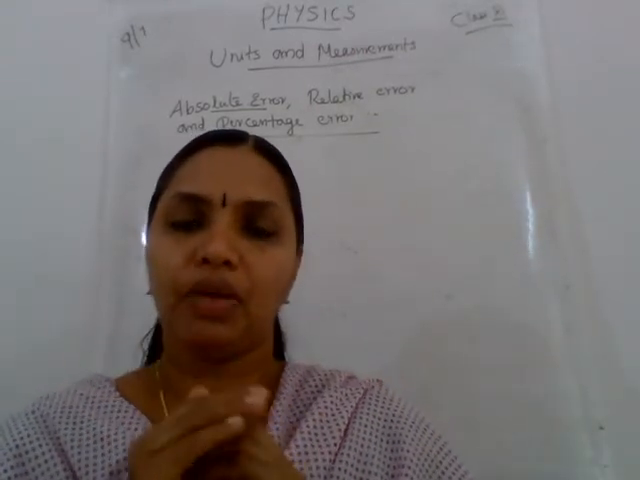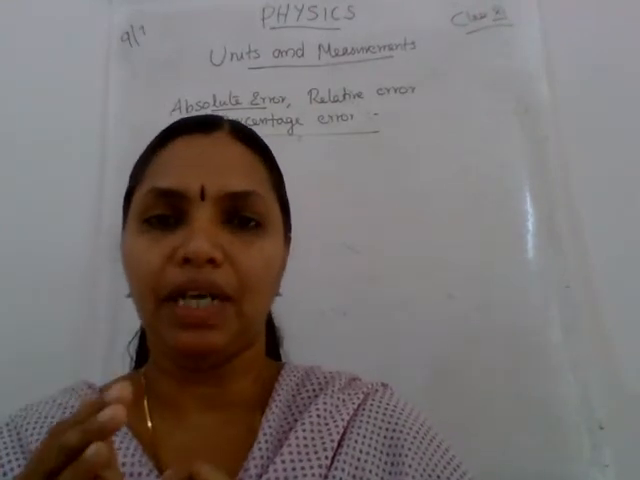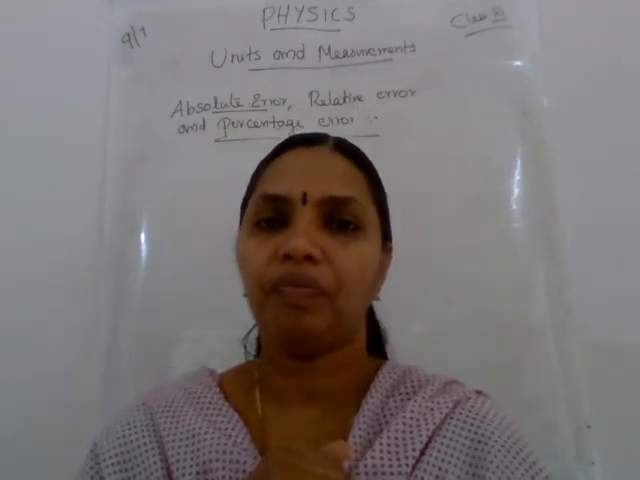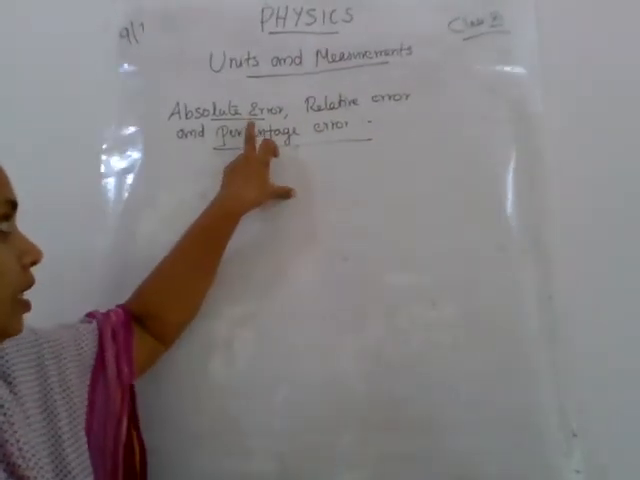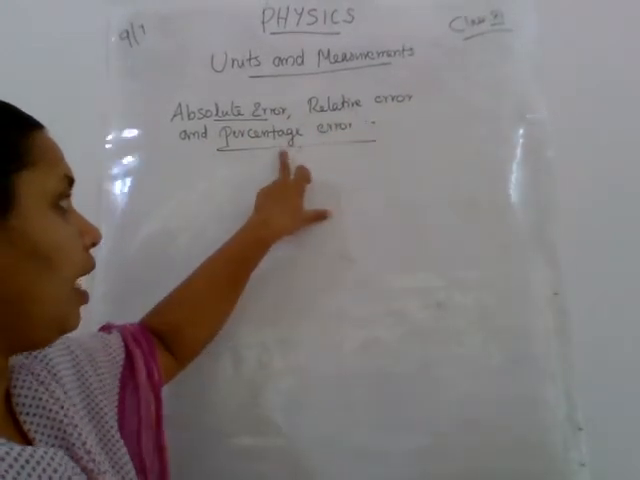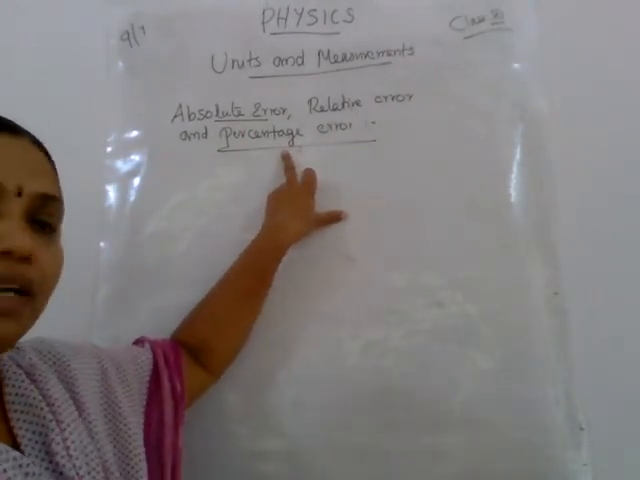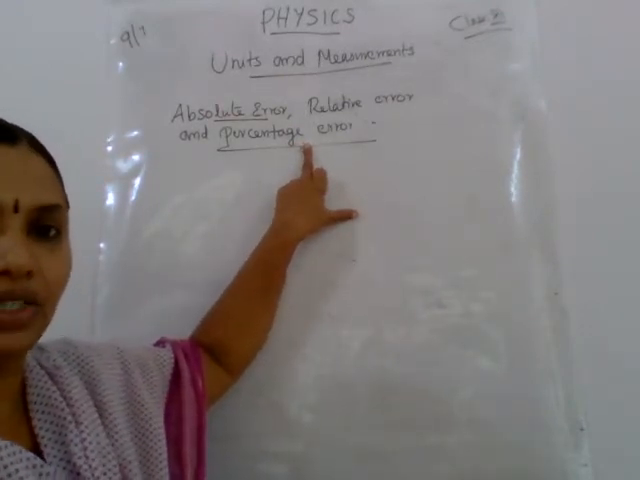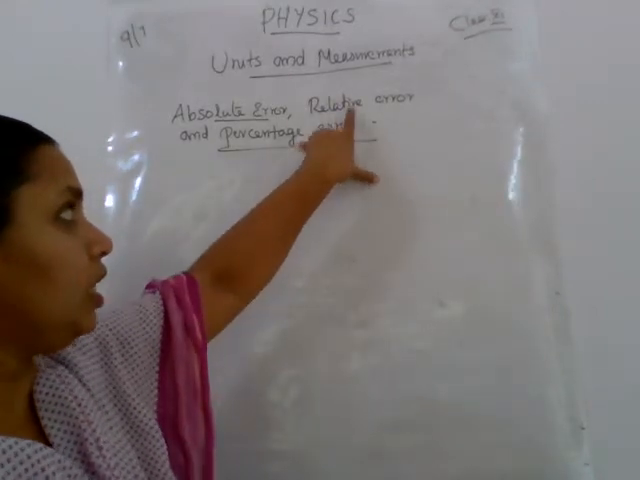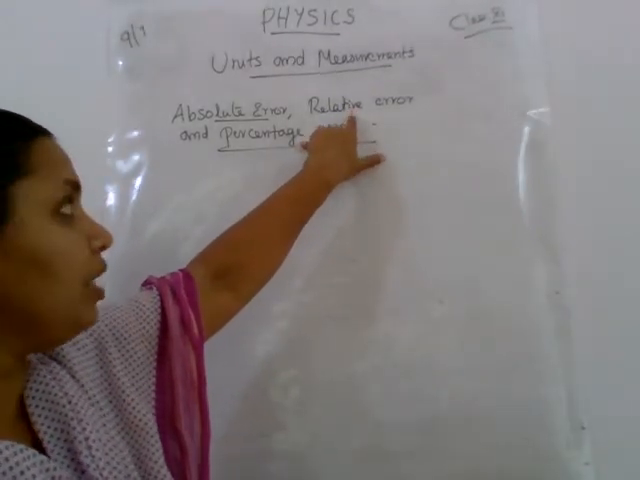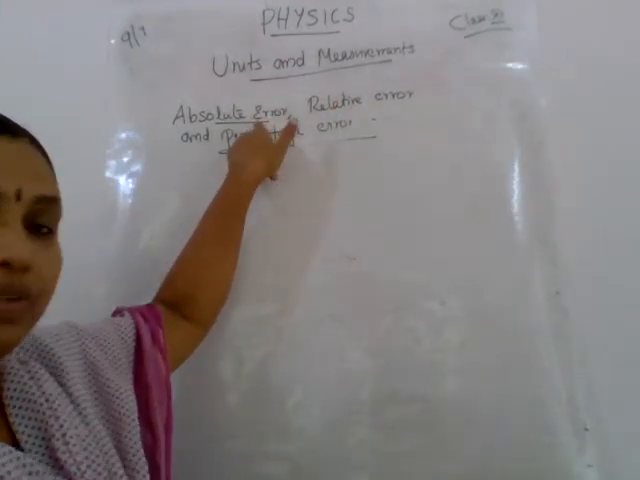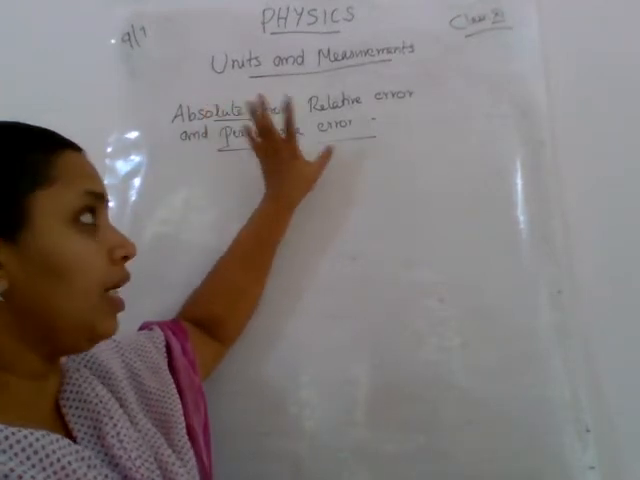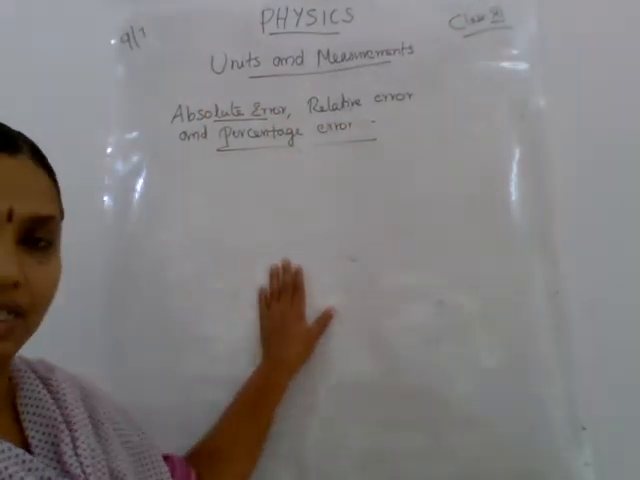So to calculate the error in your measurement, the percentage of error in your measurement, we go to the next topic: absolute error, relative error and percentage error. Here we have to find out the percentage error in an experiment. To find the percentage error, we have to know the relative error, and to find the relative error, we have to find the absolute error. First absolute error, then relative error and then percentage error.